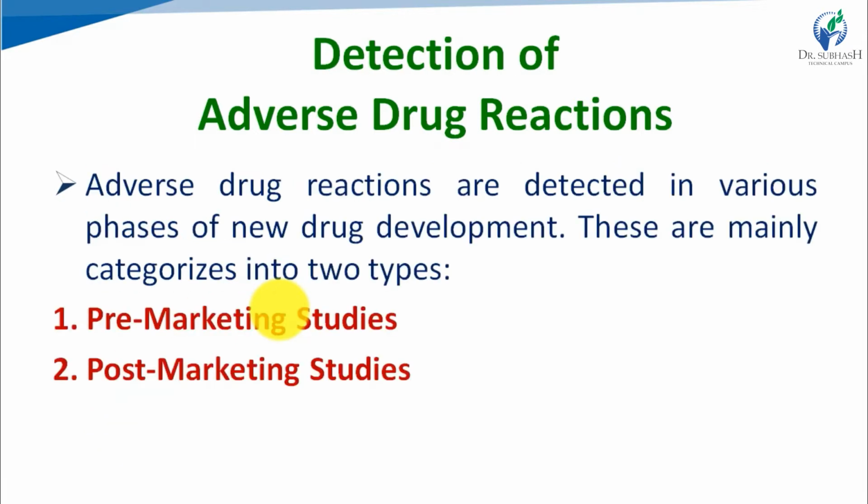Then the detection of adverse drug reaction. Adverse drug reactions are detected in various phases of new drug development. These are mainly categorized into two types: pre-marketing studies and post-marketing studies. We will see this one by one. Pre-marketing means before marketing. Post-marketing means after the marketing of the product.